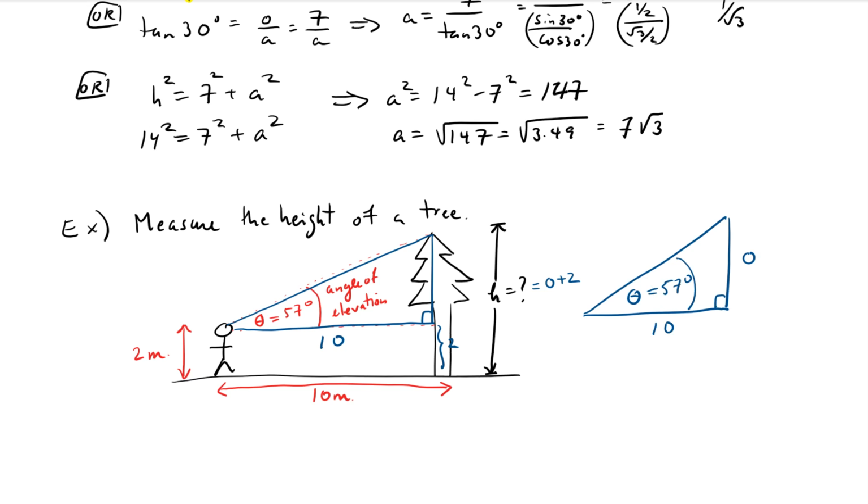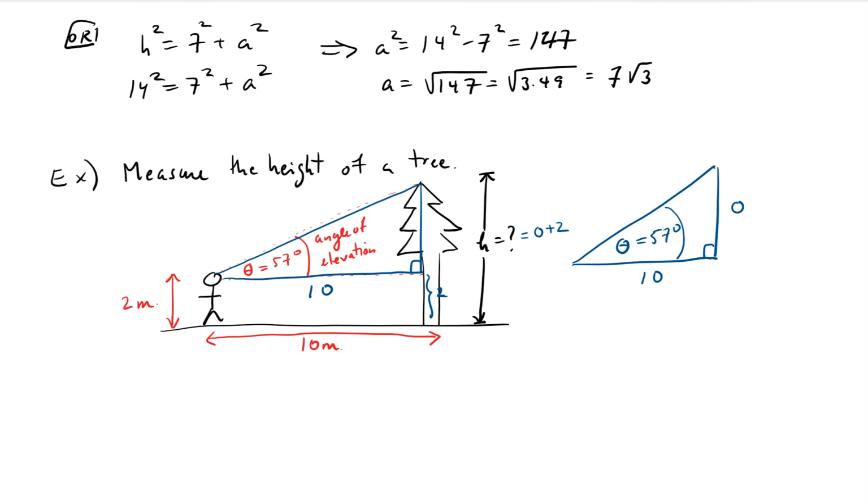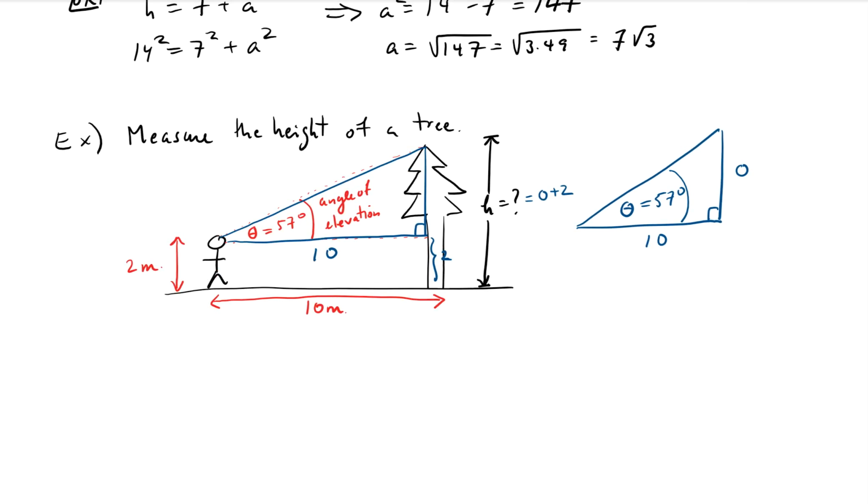Okay, so it comes down to finding the missing side in a triangle. So how do we do this? We need to relate O with 10, and O is opposite, and 10 is adjacent. So opposite, adjacent, which function? Is it sine, cosine, tangent? It is tangent. So tangent of 57 degrees is opposite over adjacent. So it's going to be O over 10. And solving for O, we get that the opposite side is 10 tangent of 57 degrees.